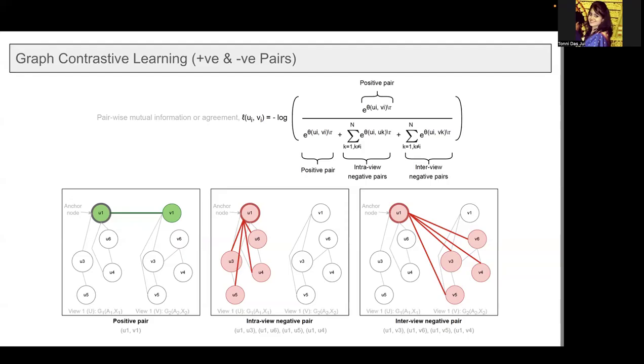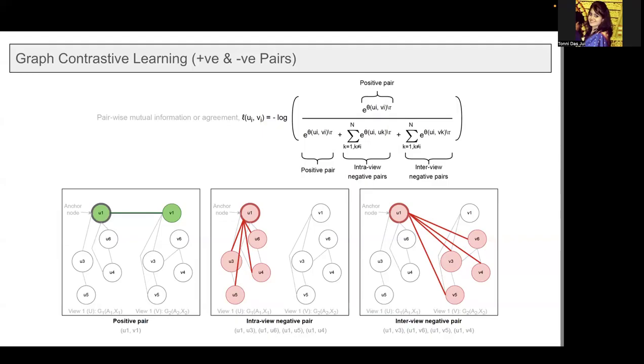Since both represent the same original node under different augmentations, we want their embeddings to be close in the representation space. An intra-view negative pair is formed between the anchor node and all other nodes in the same view. For example, U1, U3, U1, U4, etc. That is represented in the second box here. Then lastly, the inter-view negative pair is formed between the anchor node and the non-matching nodes from the opposite view. For example, U1, V3 is one negative pair like that, and U1, V4 is another negative pair like that, and so on.